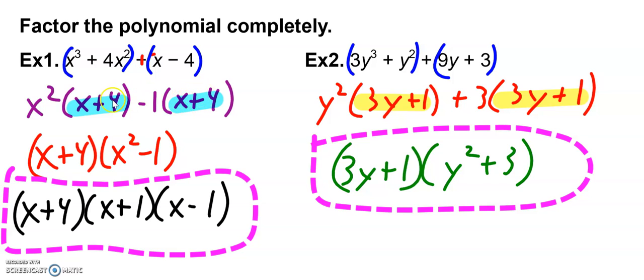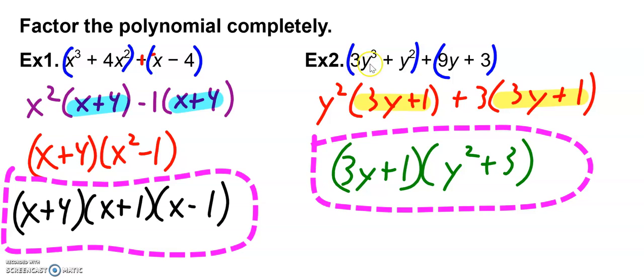Those are the same. So I know that x plus 4 is one of my factors, and then I'm left over with x squared minus 1. Coincidentally, similar to what we saw before, x squared minus 1 is the difference of squares. So this factors into x plus 1 and x minus 1. And I still have my x plus 4.